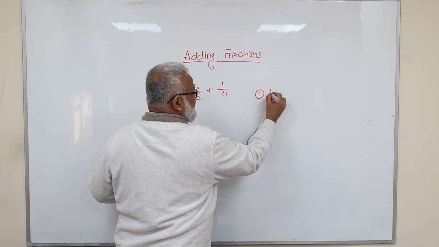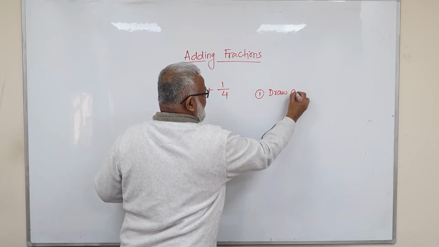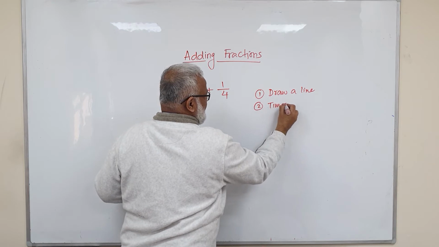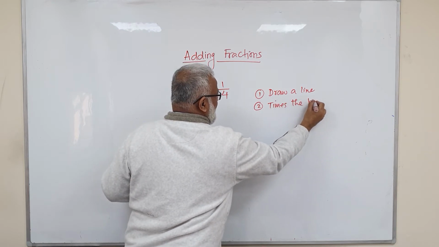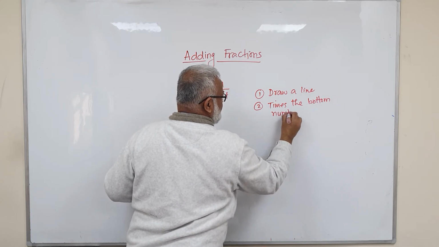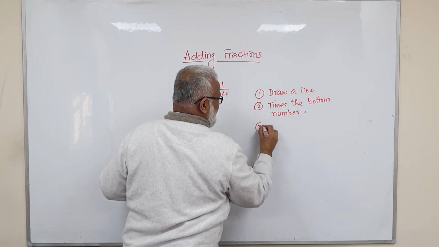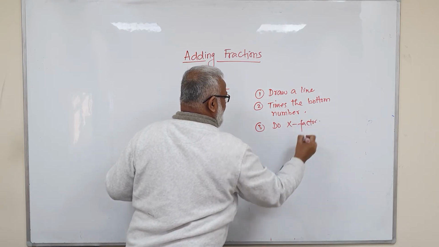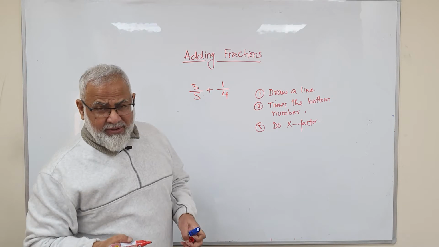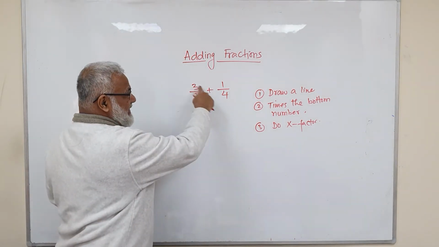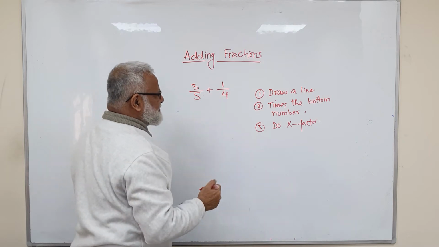Then I will use the method: draw a line, times the bottom number, and do X factor. Basically X factor is a musical program, but here X factor is used as a multiplication sign. So here I multiply these two numbers and these two numbers.